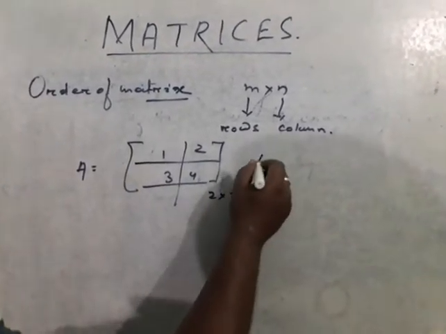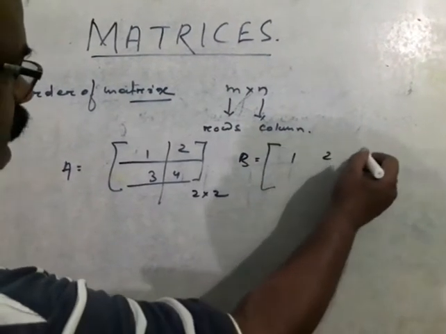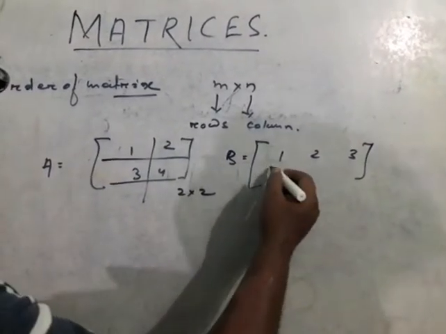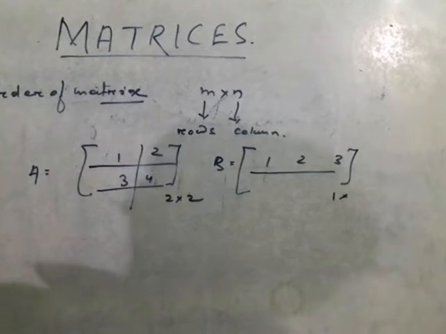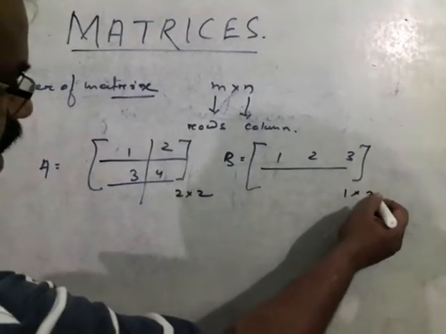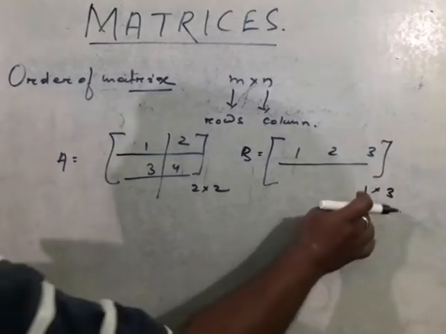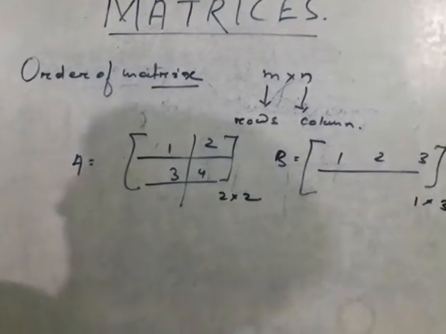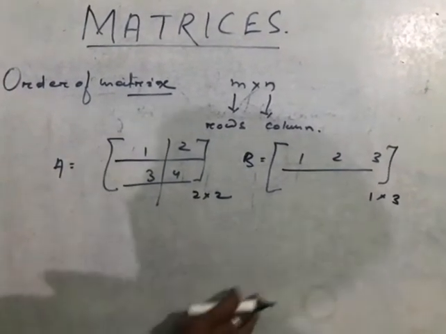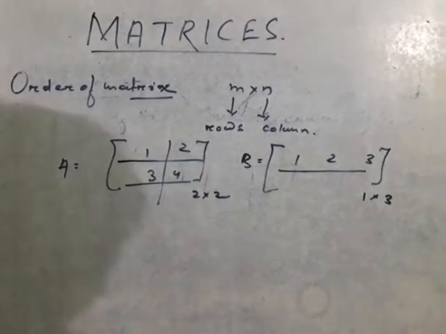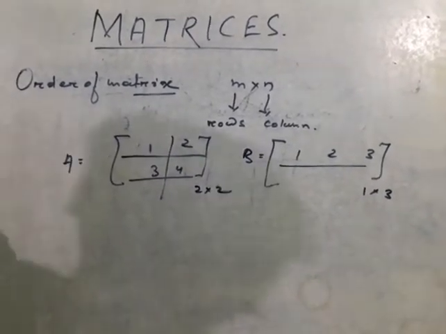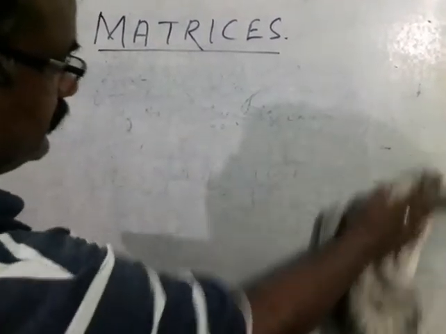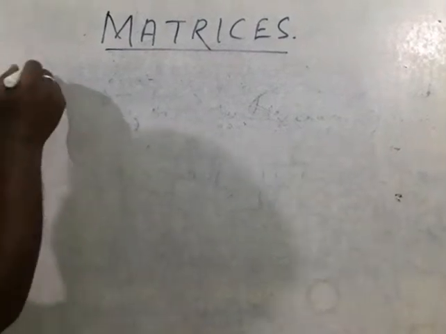So, this is what is said to be the order of a matrix. Similarly, if we say that B is 1, 2, 3, in this case the order of the matrix is 1 row by 3 columns. Therefore, this is a 1 by 3 matrix. Likewise, matrices can be of the order m by n, like 2 by 2, 1 by 3, 2 by 4. Now we will see the different types of matrices.